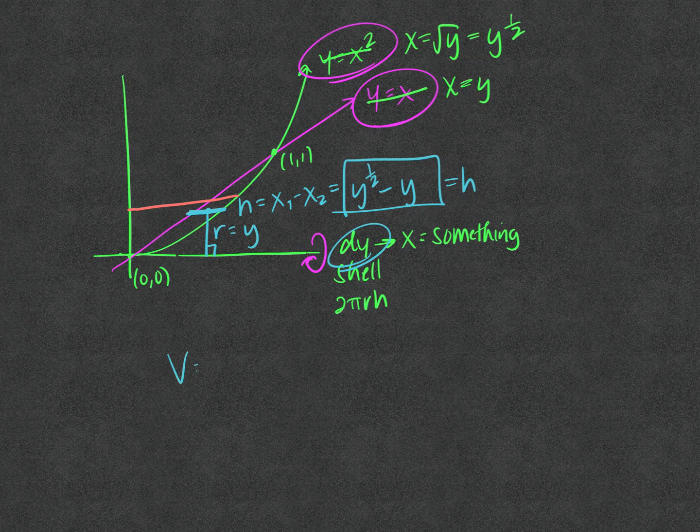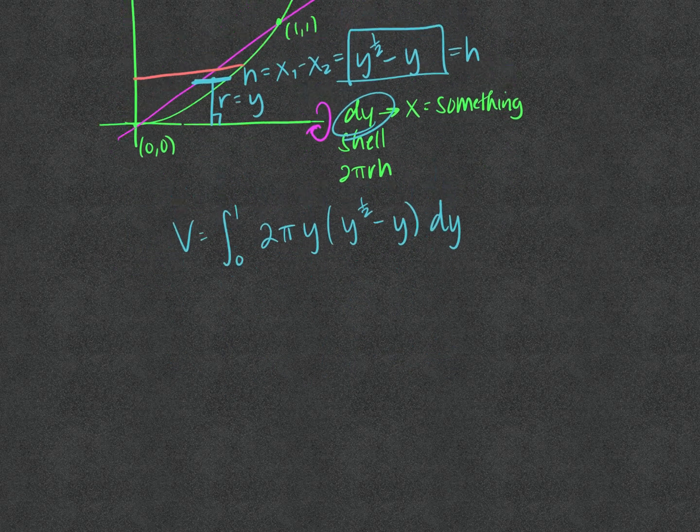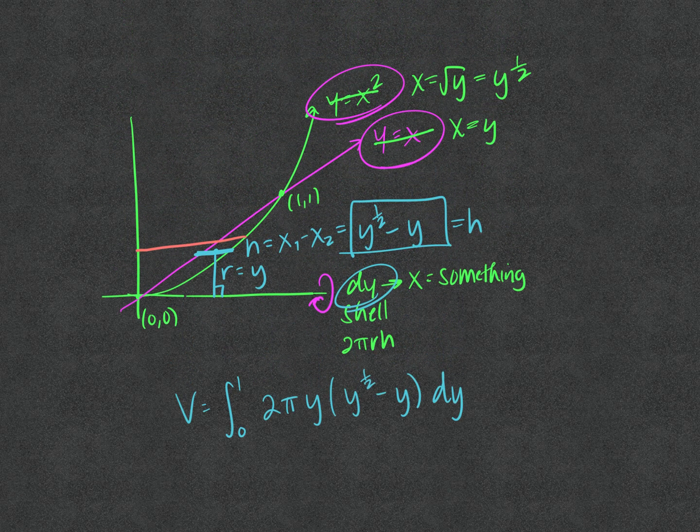So we're going to say the volume equals the integral. We're working in terms of y, so 0 to 1. Good news, it's the same bounds either way, right? So we have 2 pi, our radius is y, parentheses, and our height is y to the 1/2 minus y dy. Does that make sense? Before I move on, pause, think about it, talk to me if it does not.